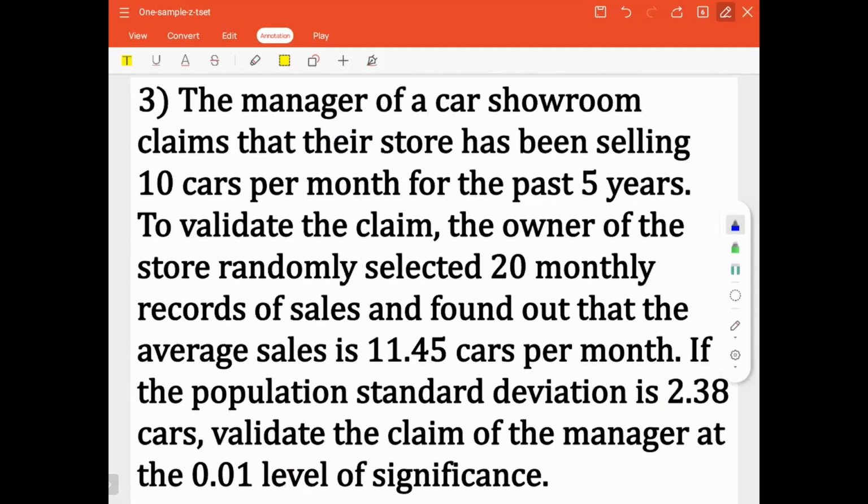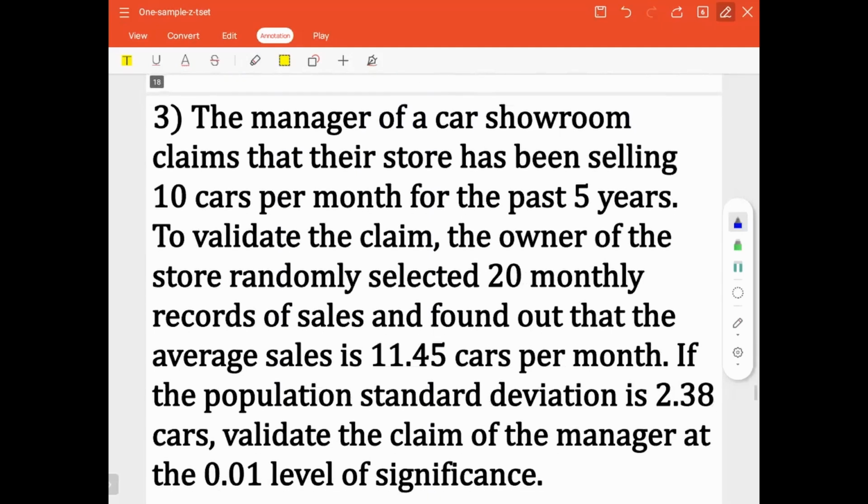Now, let's have this third example. The manager of a car showroom claims that their store has been selling 10 cars per month for the past 5 years. To validate the claim, the owner of their store randomly selected 20 monthly records of sales and found out that the average sales is 11.45 cars per month. If the population standard deviation is 2.38 cars, validate the claim of the manager at the 0.01 level of significance.